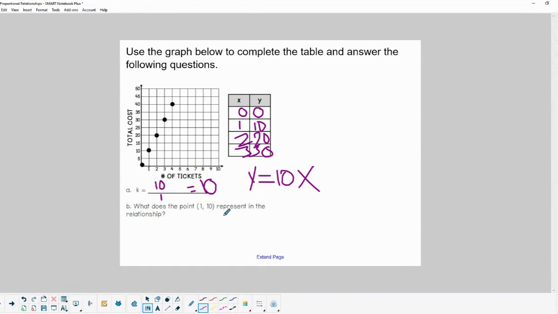So what does the point 1, 10 represent in the relationship? So we go over 1 and up 10. That means that it's $10 per ticket. That's what that means. So $10 per ticket. Pretty cool. Okay, let's go on to the next one.